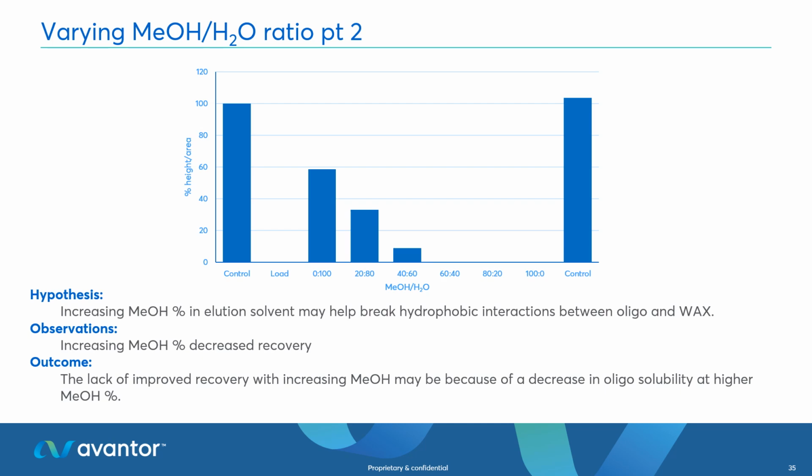So we then started to look at saying, okay, what happens if we decrease this? So let's decrease the amount of organic and see the impact that that has. So still using the 50 millimolar TEA, and now we can see that actually we're getting much higher return with the 100% aqueous. So we're not getting any breakthrough, which is great, but we're getting 60% recovery using the 100% aqueous.